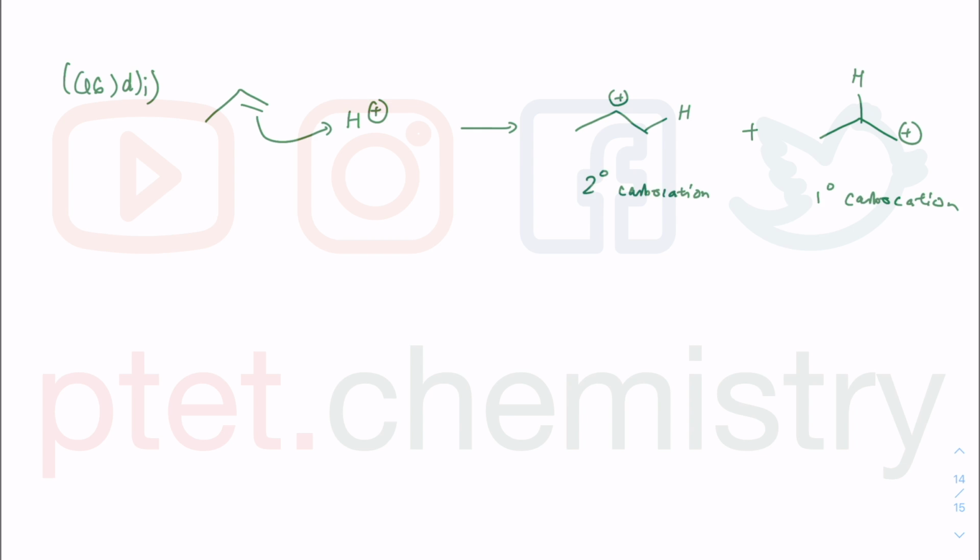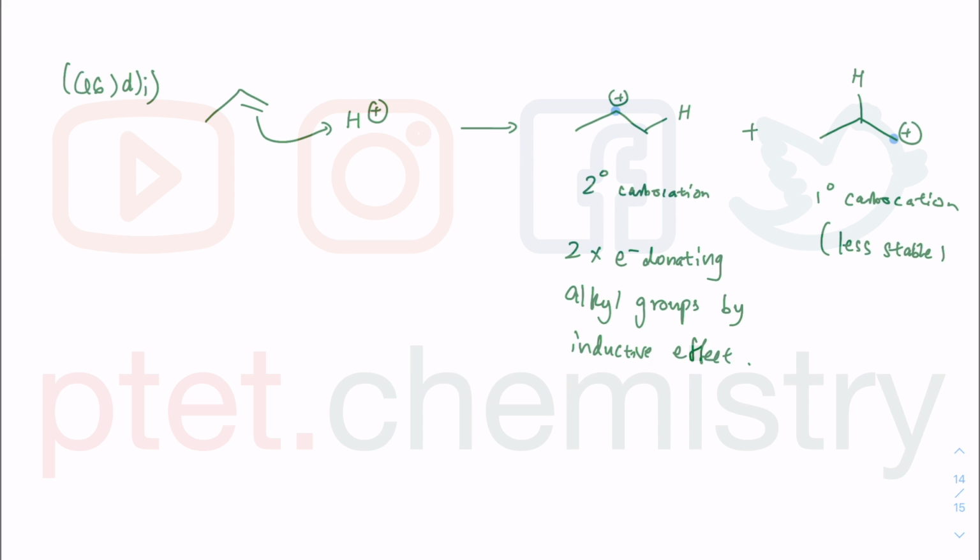Focus on the carbon with a positive charge: it is bonded to 2 other carbons. The carbon with a positive charge here is bonded to 1 other carbon. Primary carbocation is less stable than secondary carbocation, which is less stable than tertiary carbocation, because here you have 2 electron donating groups. So 2 times electron donating alkyl groups, and this is by inductive effect. This term, inductive effect, is as stated in the syllabus.